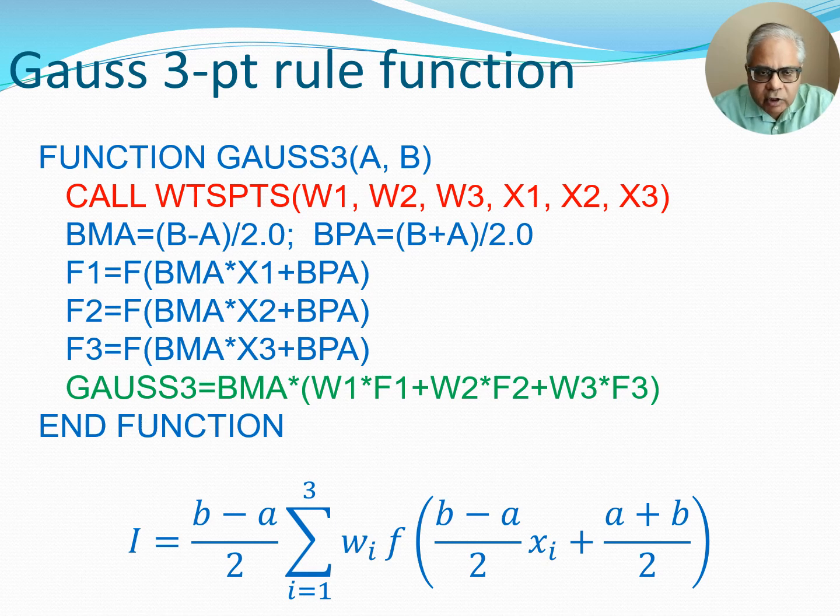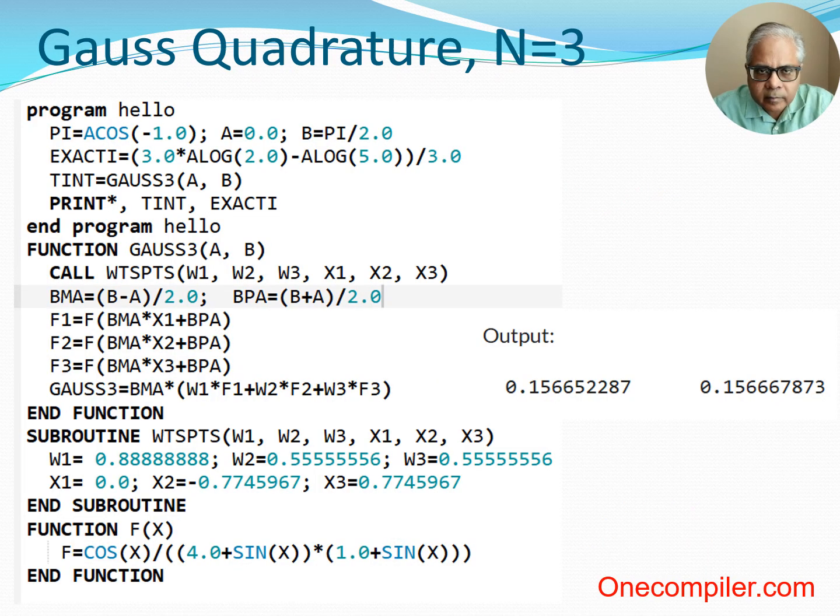So let's now check out how this does. Let's take all this and put it in the compiler. So here I have used the onecompiler.com online system, which actually calculates the Fortran output. So I put all this stuff here. I have basically copied and pasted whatever I wrote into this compiler. So you can see there is a main program here. There is the function Gauss3 here. There is a subroutine to calculate the weights and points. And there is a function to calculate the math function f of x.